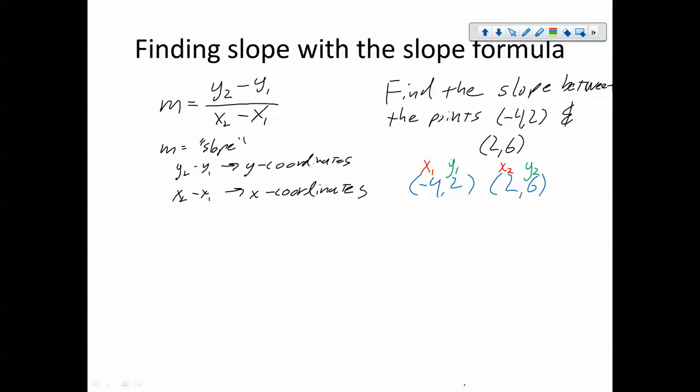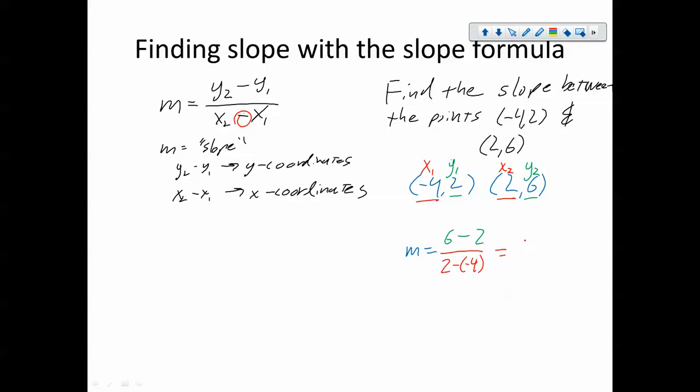Okay, and so with that information, we can just plug this directly into our formula to figure it out here. So if we have m equals, and then let's do my y's first. That's y2, so we're going to do 6 minus 2, right? That's where those numbers are coming from. Follow the colors. And then that's going to be divided by my x's. So there's x2 minus x1, 2 minus negative 4. Notice that there's a negative in the number and a negative in the formula, so you make sure that that's minus a negative.